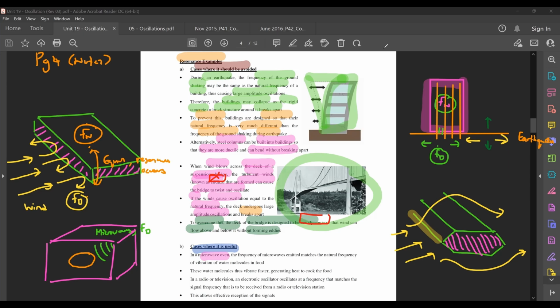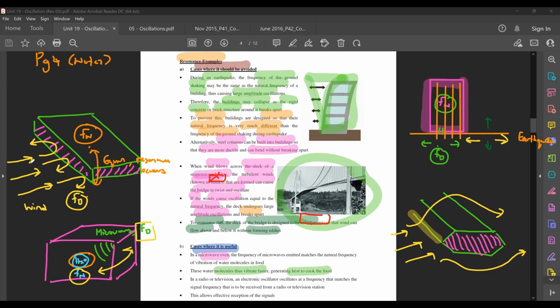So it must have water molecules inside. If there's some degree of moisture inside, you must have water molecules inside your food. So the thing now is that you have H2O molecules inside your food, and those molecules themselves are actually vibrating. So when they vibrate, they are vibrating at their own natural frequency. If the frequency of your microwave is set in such a way that it is the same as the natural frequency of vibration of the water, this will cause your water molecules to vibrate faster, hence generating heat to cook the food.